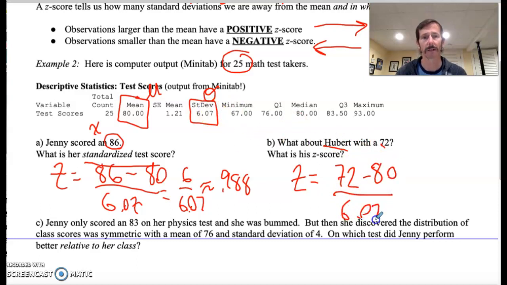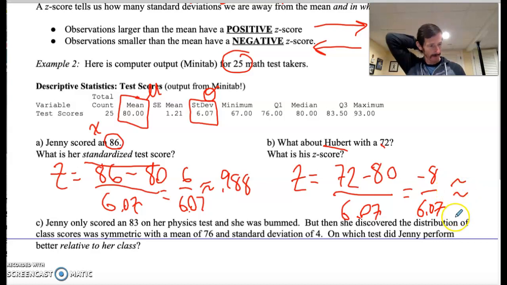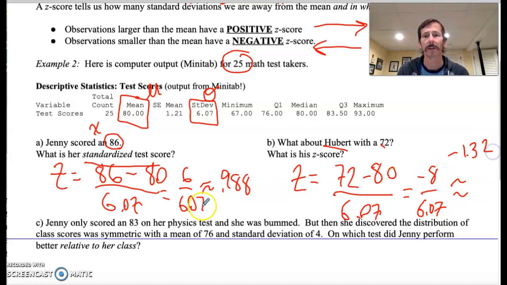So notice that you have to make this calculation on the top before you divide, otherwise you're going to get a wrong answer. So that's -8, which tells me that this individual score is below average, which it is because the average was 80 and that's less than it. And again, if I were to divide this in my calculator, I believe I get -1.32.